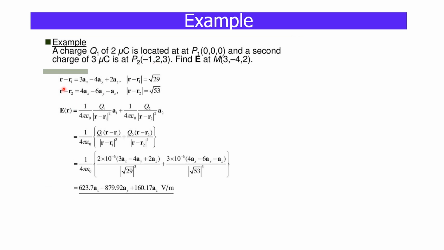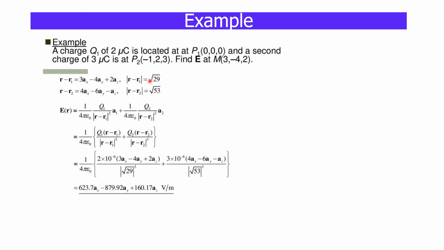If we find the distance R minus R1, subtracting, it becomes as it is since R1 is (0, 0, 0). This expression remains 3ax bar minus 4ay bar plus 2az bar. If we calculate R minus R2 bar, it is the subtraction between these two points. So it is given by 3 minus of minus 1, which is 4ax bar, minus 4 minus 2, which is minus 6ay bar, and 2 minus 3, that is minus az bar. If we calculate the magnitude of this, it becomes square root of 29, and the magnitude of this is square root of 53.